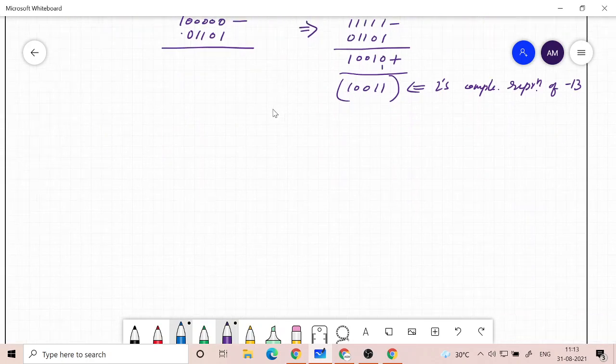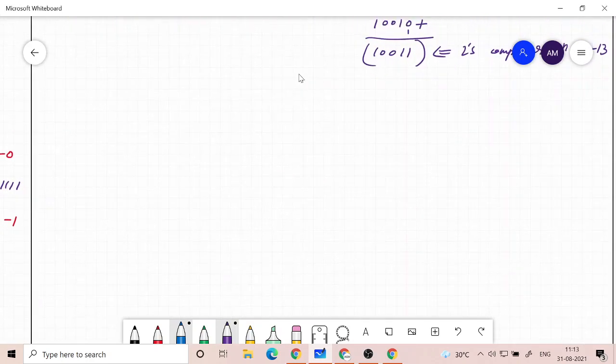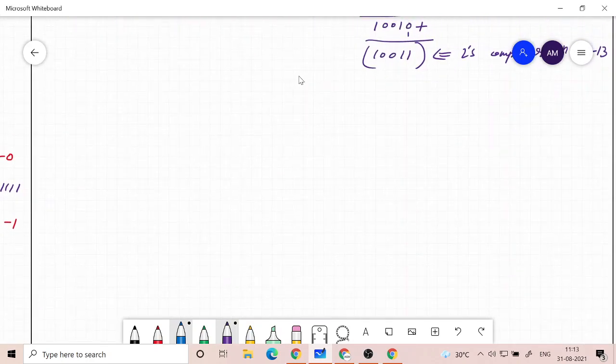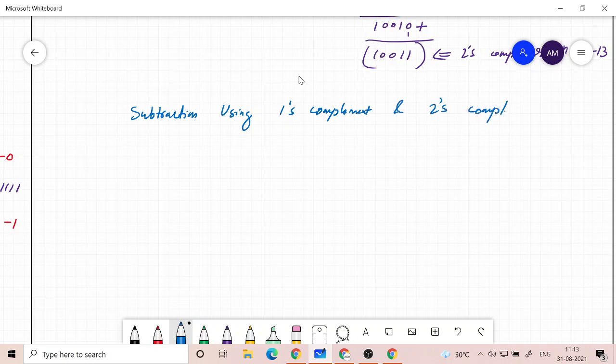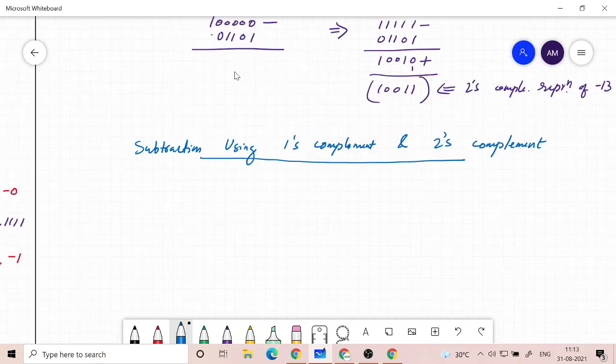Okay, now coming back to our arithmetic. So arithmetic, that is subtraction. Subtraction using 1's complement and 2's complement. Okay, so we did all of this so that we can subtract very conveniently.